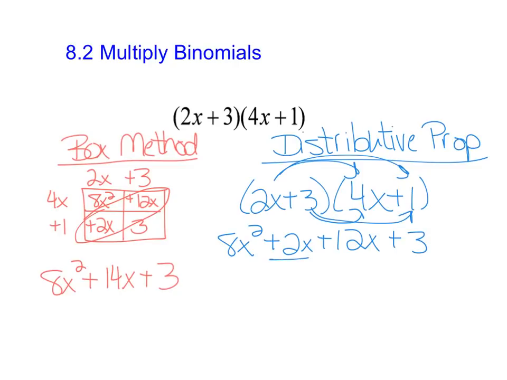Just like before, I have two like terms. Guess what? I get the same answer. 8x squared plus 14x plus 3. Notice the same things show up. These four terms show up over here. Here they show up in a box. Here they show up in a line. Here I see my like terms across a diagonal. I add them. Here my like terms are side by side. So those are the two different ways that you can multiply binomials.